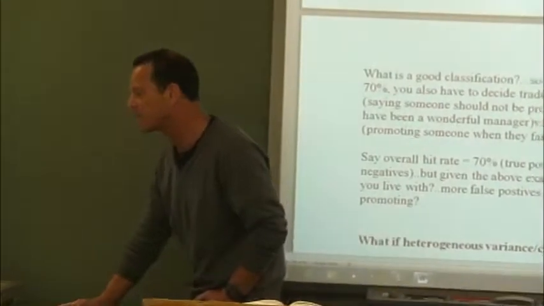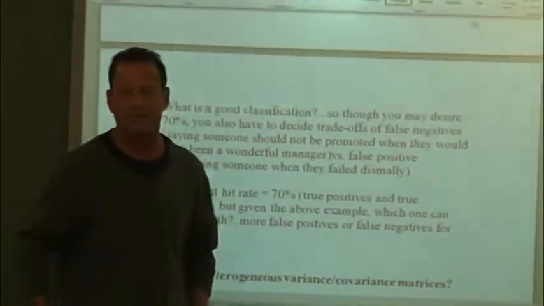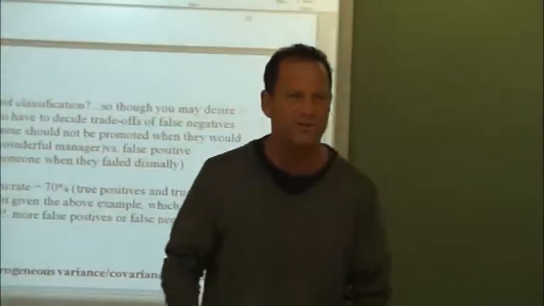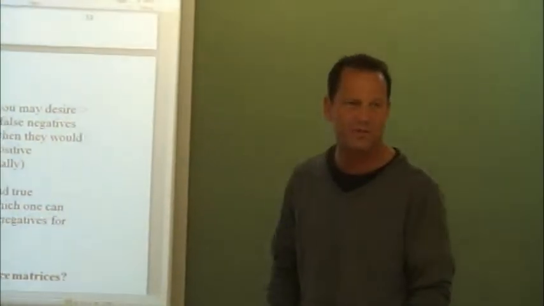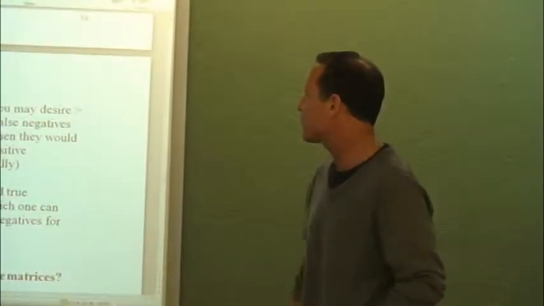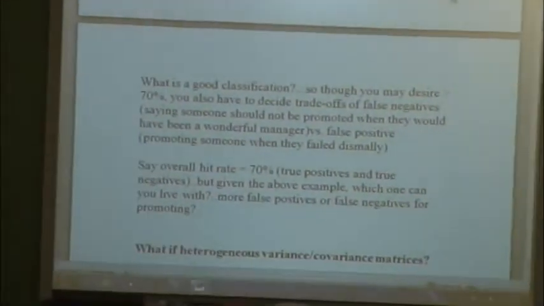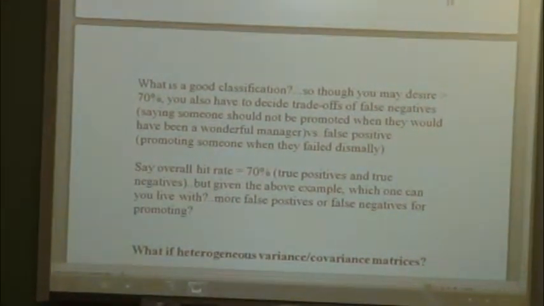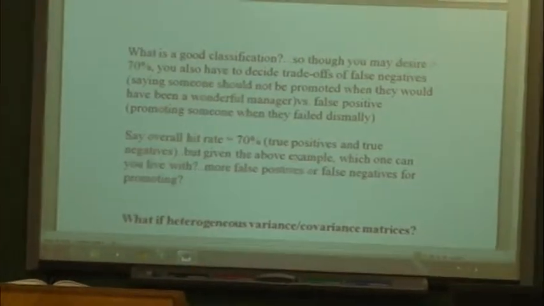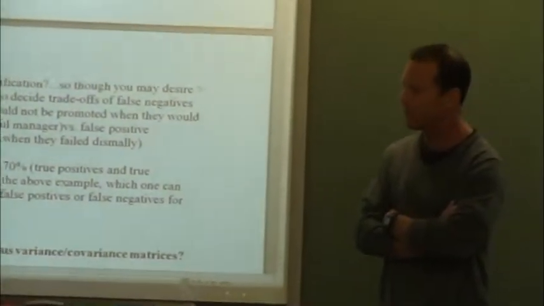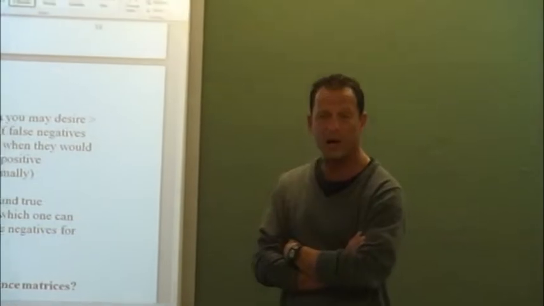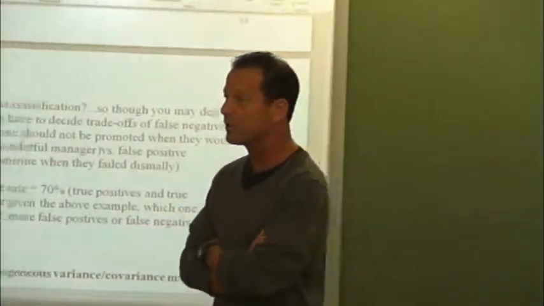What is a good classification? It's obviously better than 50-50 if it's two groups, better than 33% if it's three. You may desire 70%. There's trade-offs. Especially when we get to logistic regression, you're going to learn what it means to falsely classify. Because then that's a false positive or a false negative. And there may be trade-offs to false positives and false negatives.